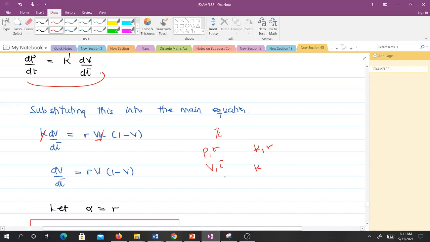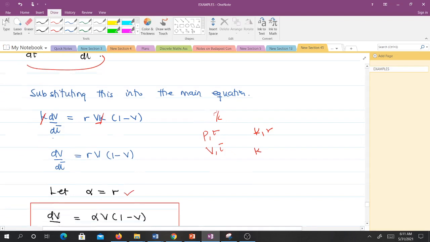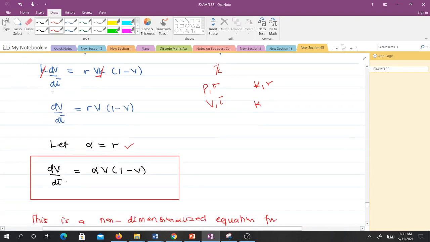So we can say let alpha be equal to r, and now we have the v, the tau will be equal to alpha times v times 1 minus v. So you can see that we have non-dimensionalized the logistic growth model. It originally had two parameters, but I reduced it to just one. That is alpha, right? So we had just one parameter because of the approach we used.